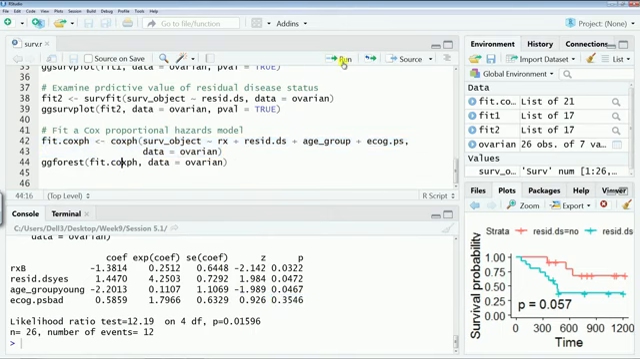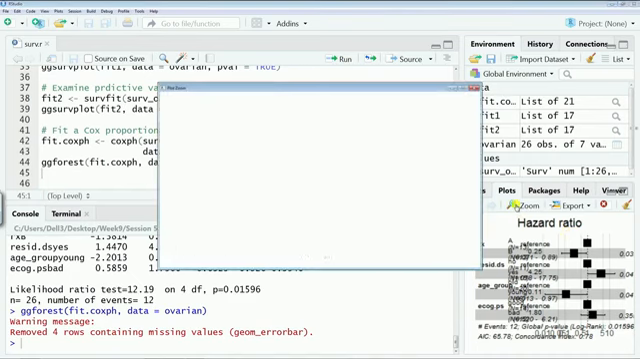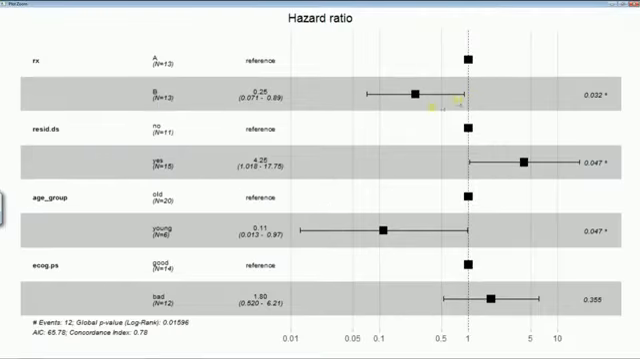And if I just plot the ggforest, this is how it looks. You would see that for Rx A and B, two groups, keeping this as reference, the hazard ratio is 0.25 and the significance level is 0.032. So, this is significant. On the other hand, keeping resid.ds as reference, the hazard ratio is 4.25, and it has an upper limit and lower limit, and it is also very highly significant.